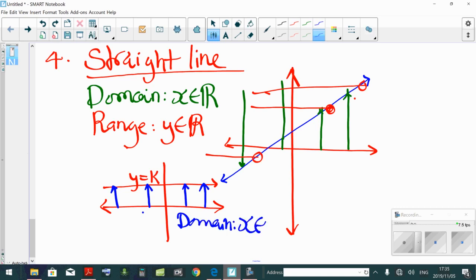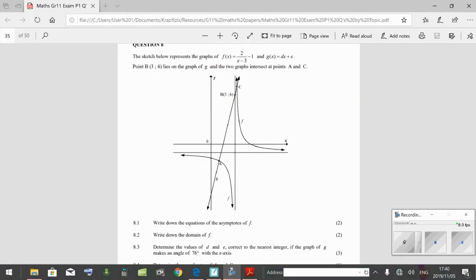So domain will be x element of R, and range will only be y is equal to k. I'm sure you can figure out the other scenario. Alright, now we're going to look at a few questions.